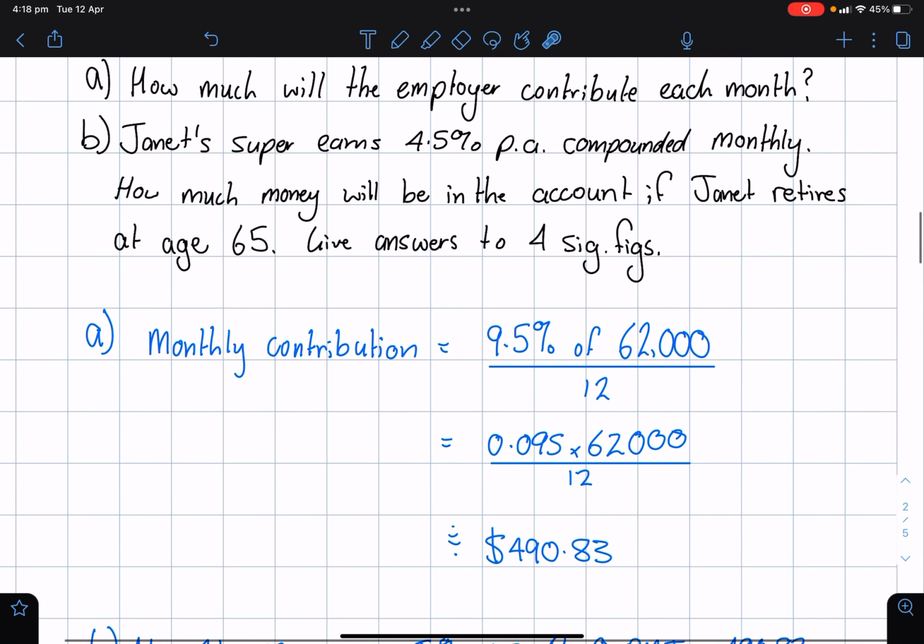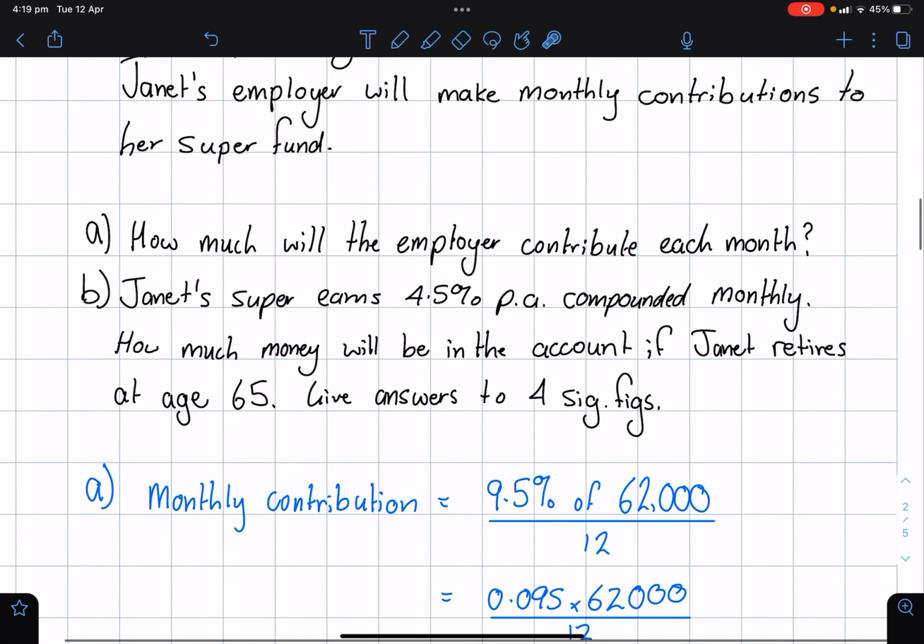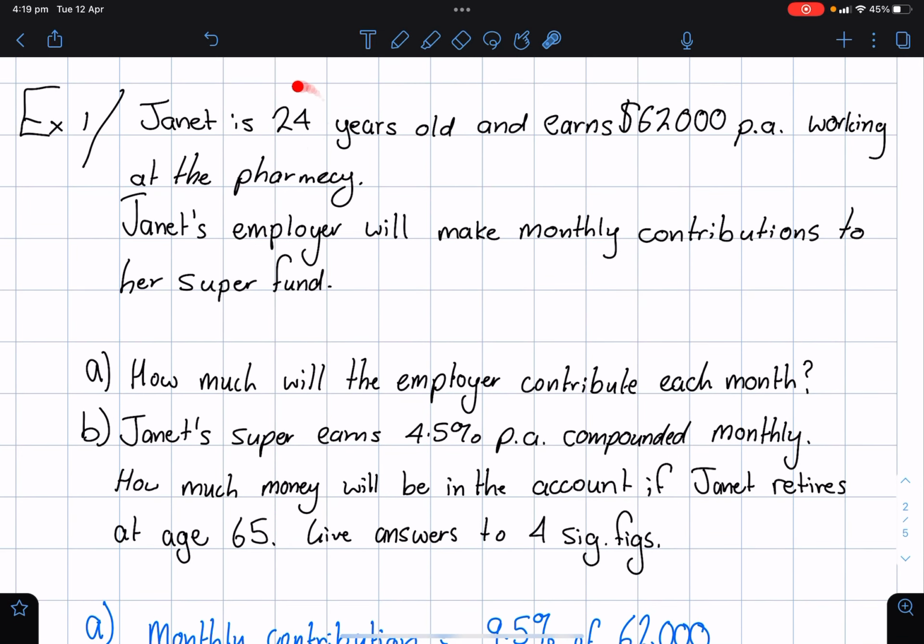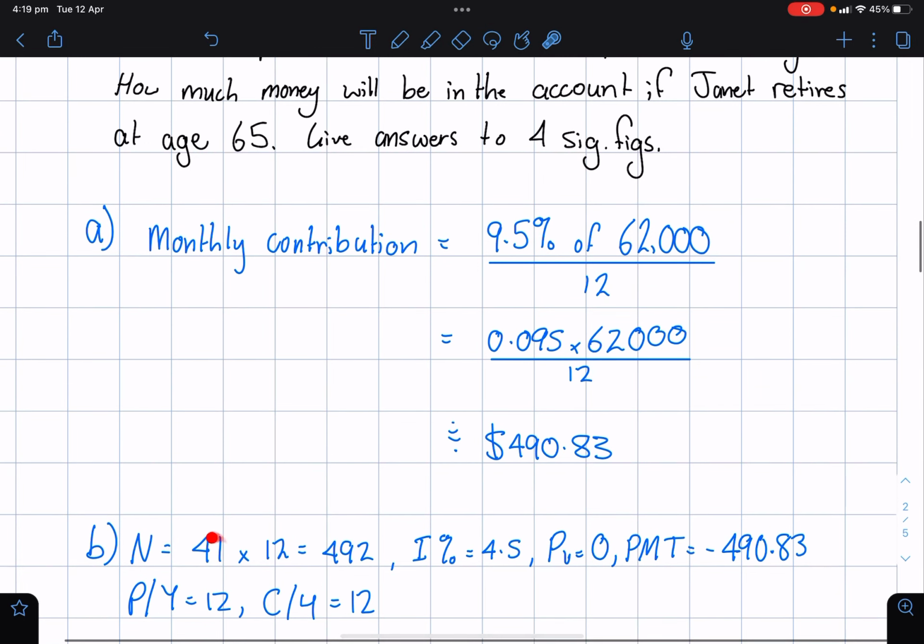All right, so part B. So this is where we now are looking into how much she's going to have at the end. So we're looking at the future value. The one thing with superannuation that a lot of people do get wrong is looking at the years. So going back up here, she's currently 24 years old. She wants to retire at 65. So we're looking at a time period of 41 years. All right, so 41 years times by 12 for the months, which is 492.